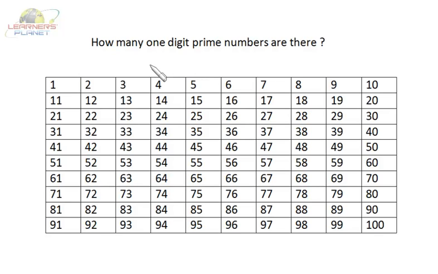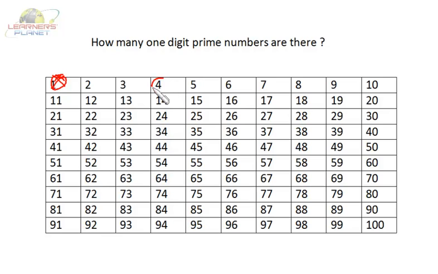Now the next question is, how many one-digit prime numbers are there? Kids, whenever we have to find prime numbers, the very first step is we cross all the multiples of 2, 3, 5 and 7, and leave 1 as it is. I'm not including 1, so let's cancel it. Now cross the multiples of 2.